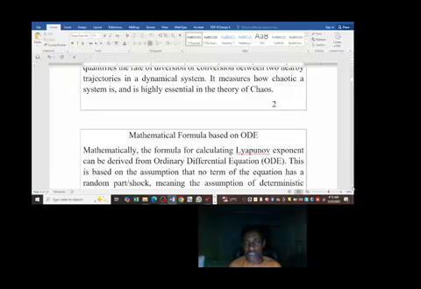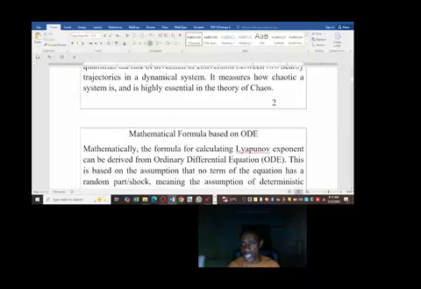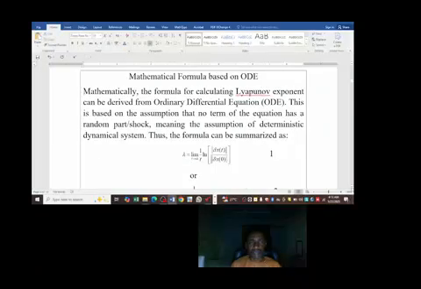Now, mathematically, the formula for calculating Lyapunov exponent can be derived from ordinary differential equation, ODE. This is based on the assumption that no term of the equation has a random part or shock, meaning the assumption of a deterministic dynamical system. Thus, the formula can be summarized as follows. I have said that in an ordinary differential equation, you don't have a random part, but we have a deterministic trend, a deterministic part.